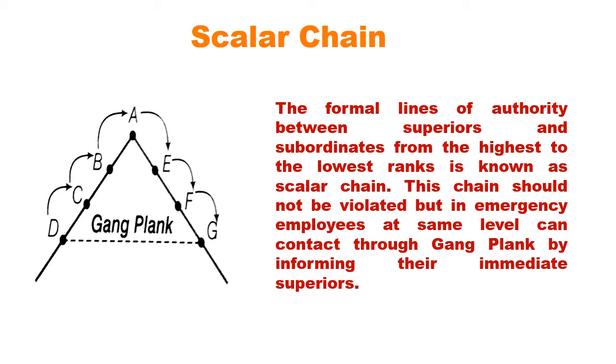What would be the effect when it is not followed? There would be multiplicity of command and there would be lack of clarity and there could be miscommunication. But in an emergency situation, when D wants to contact G, he breaks the chain and directly contacts G. That situation is termed as gangplank. This is the situation of emergency where it was necessary for D to go to G and communicate directly. At that time he breaks the scalar chain.